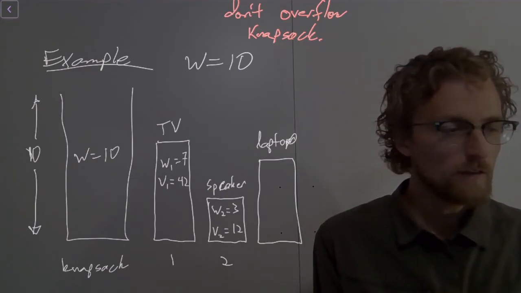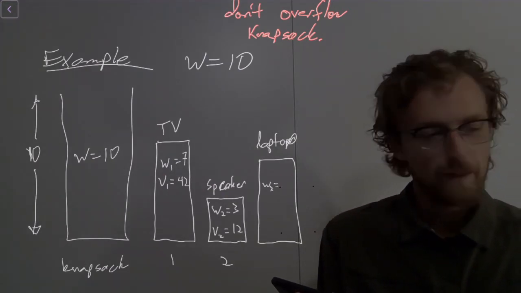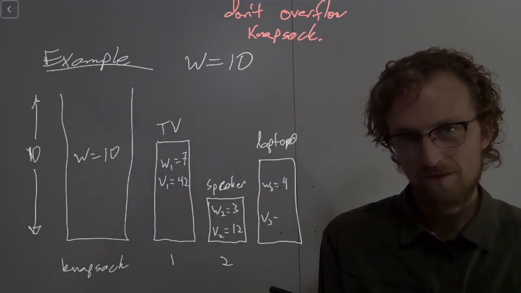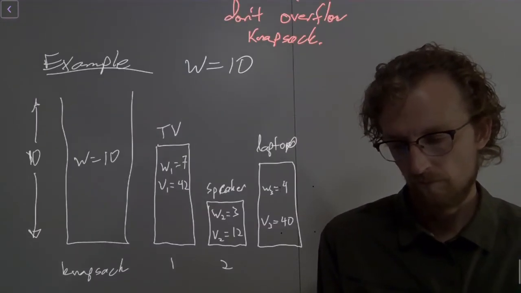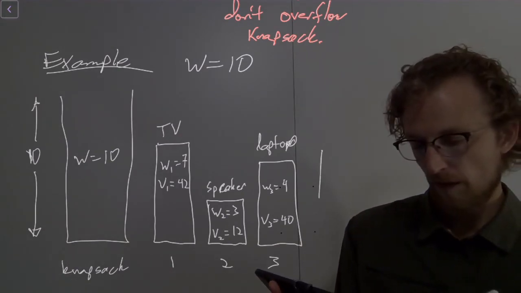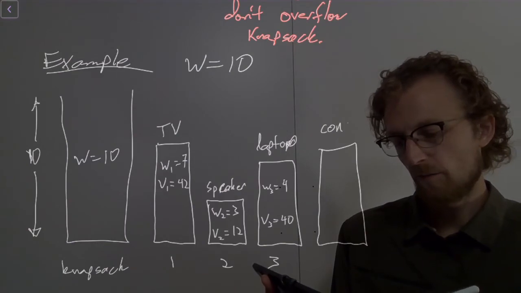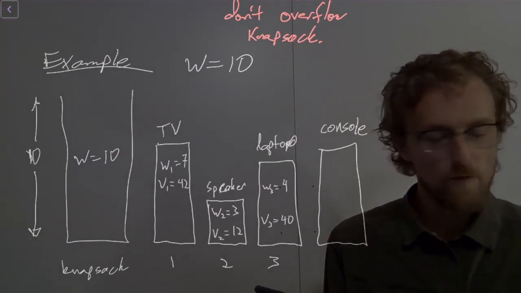Somewhere in between, low weight, high value. W3 is 4. This is not drawn to scale, as you might notice. V3 is 40. There's item 3. And then item 4 is going to be a little bit bigger, worth a little bit less. And we'll think maybe this is some kind of gaming console. So the weight is 5, the value is 25.